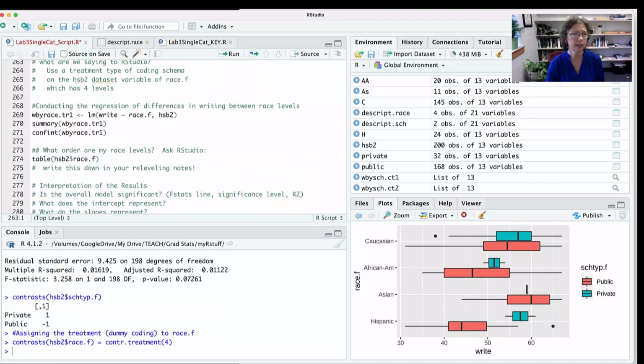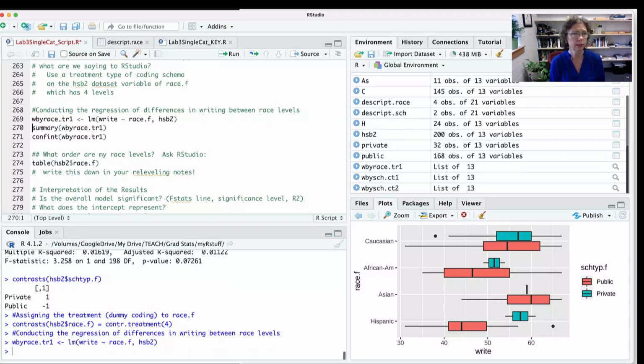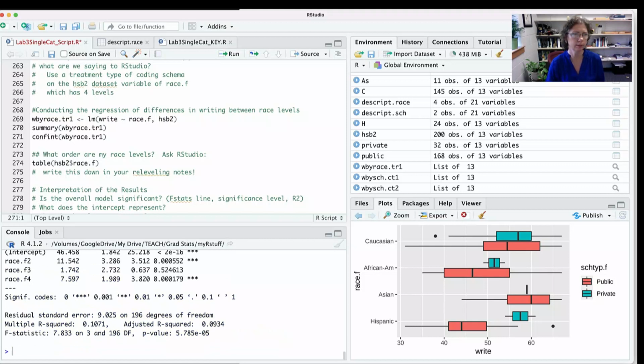And then we're ready to set up the regression. This one I put writing by race.tr1 so that I know that it's the treatment coding, and you can give it any name. You can give it a long name, whatever makes sense. This is assigned by the linear model of write predicted by race in the HSP2 data set. So running that and getting a summary.